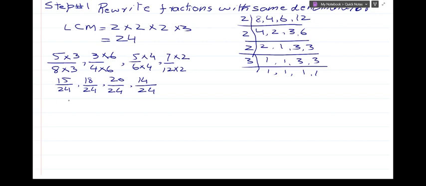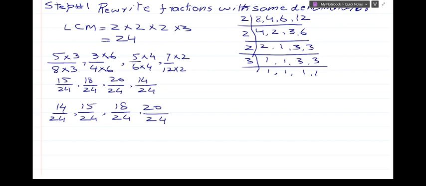Step number 2: once all the denominators are the same, the first fraction will be 14 by 24 and lastly 20 by 24. Although we have already arranged them from smallest to greatest, these were not our original fractions. So let's rewrite them as our original fractions.